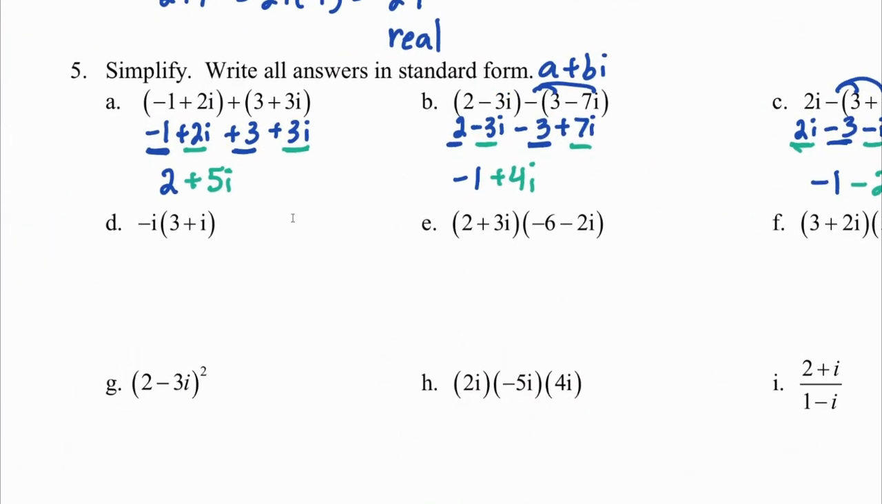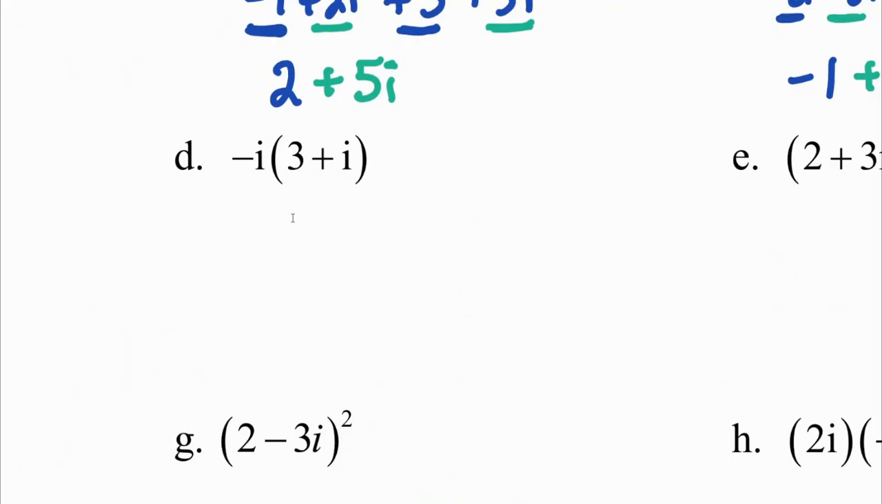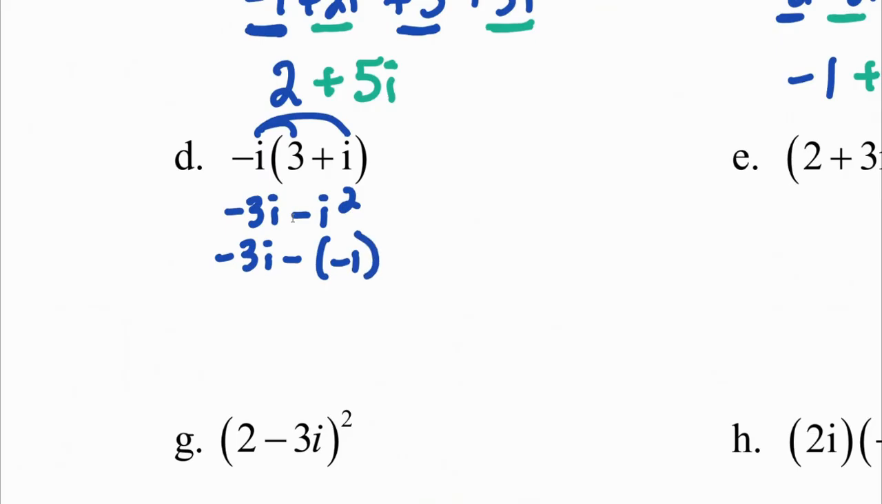Alrighty, next one. So the next one, we're going to go ahead and distribute out that negative i. So when I distribute it, I'm going to get negative i times 3, so negative 3i, and negative i times i, so negative i squared. Now again, like we talked about before, when I have an i squared, I can replace it with negative 1. So this double negative will turn into positive, and then I do still want to write it in that standard form. So I'm going to put that positive 1 out front, minus 3i.